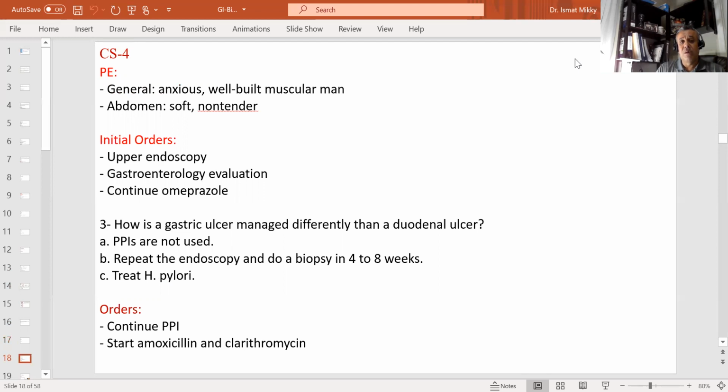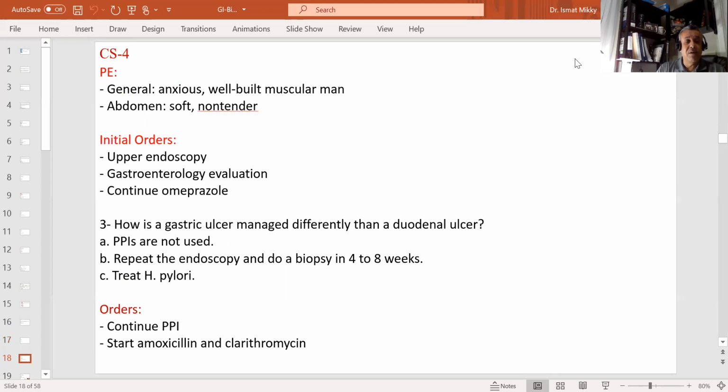So endoscopy, the scope, is required for epigastric pain when there's bleeding, when the patient's age is 45 up to 55, or when symptoms are not relieved with PPIs.